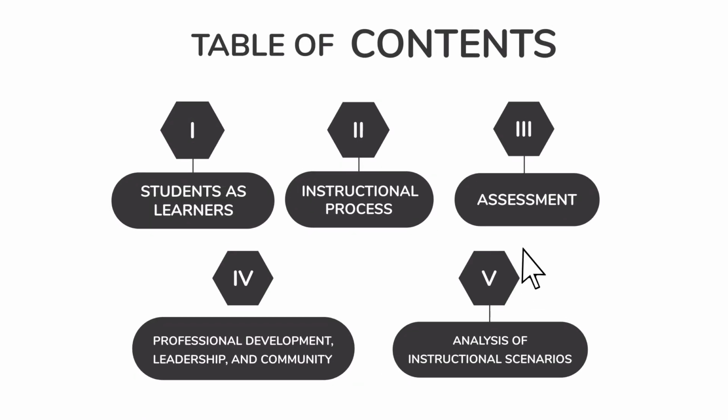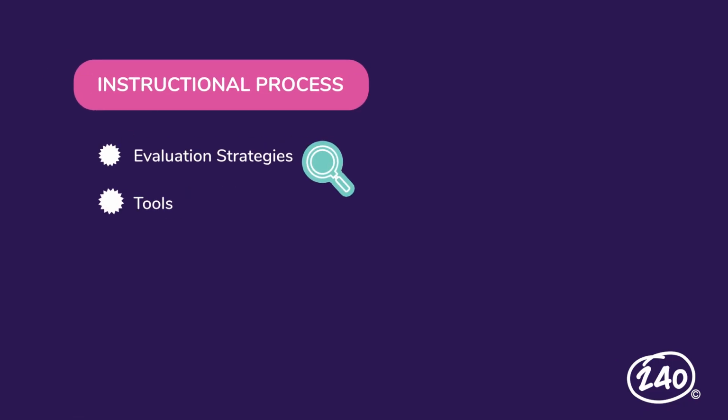Category 3 is all about assessment. It is worth 15% of your overall score, totaling around 14 selected response questions in all. So yeah, part of your assessment is about assessment. This category is broken up by evaluation strategies and assessment tools. Let's talk about evaluation strategies first.